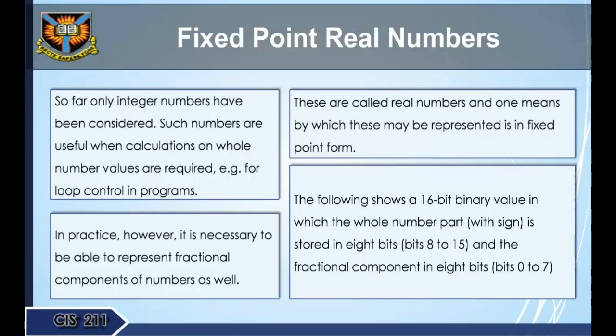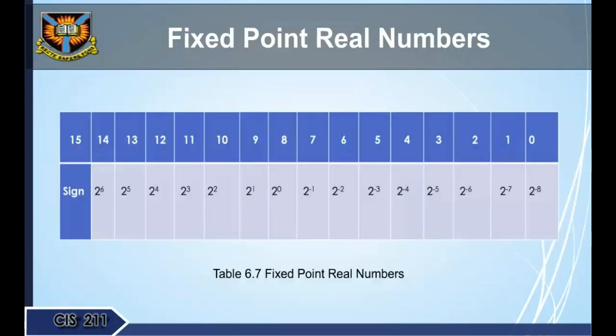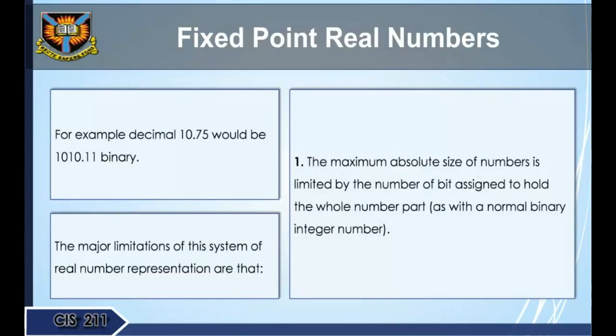The following shows a 16-bit binary value in which the whole number part with sign is stored in 8 bits, bits 8 to 15, and the fractional component in 8 bits, bits 0 to 7. For example, decimal 10.75 would be 1010.11 binary.